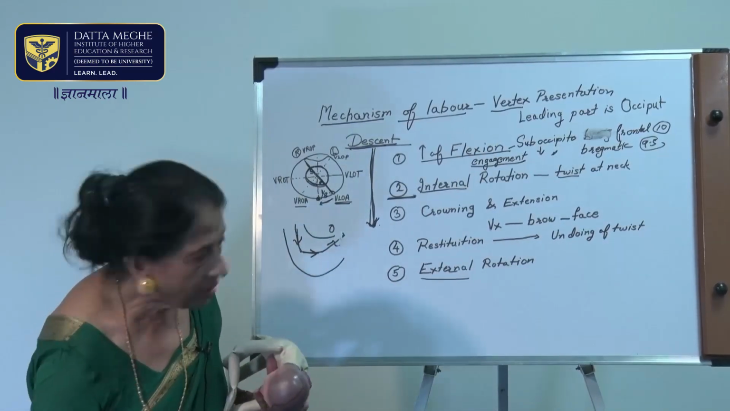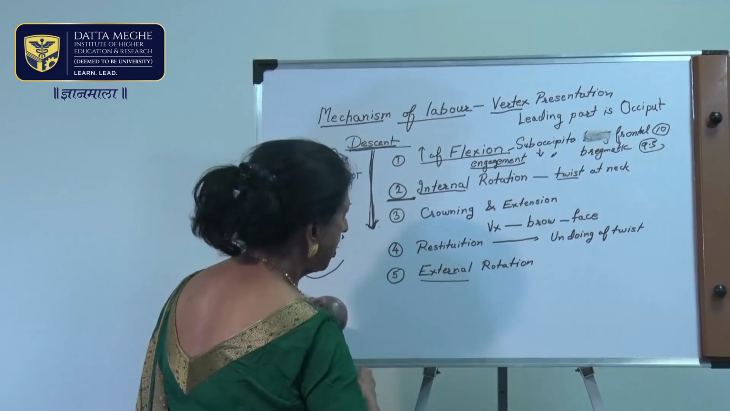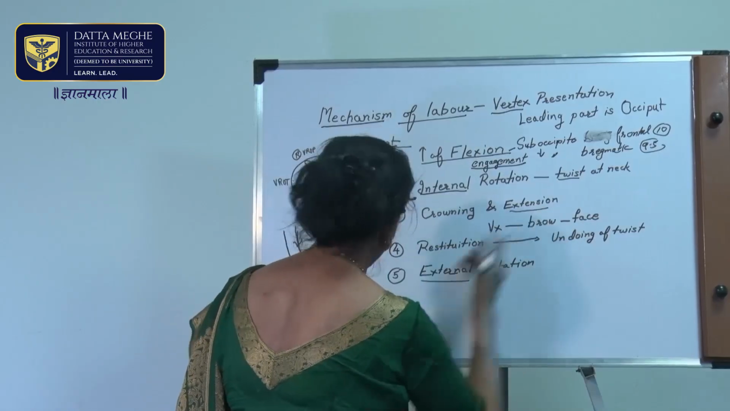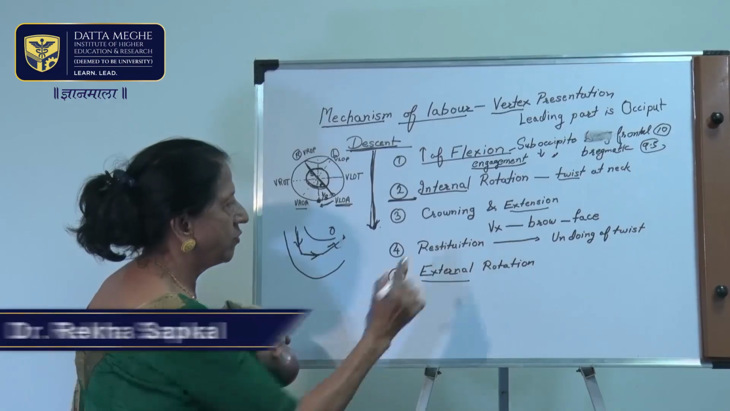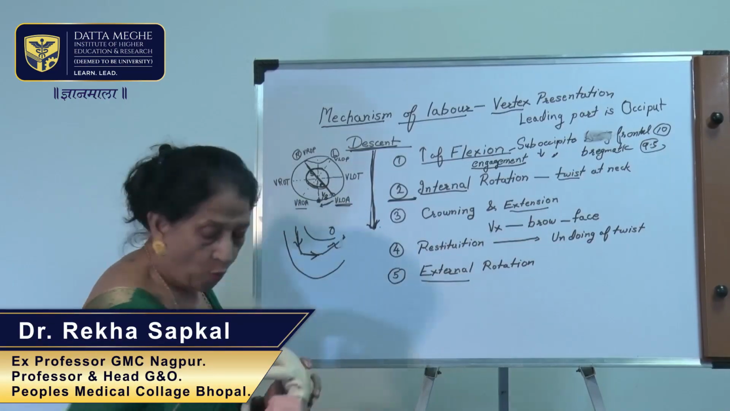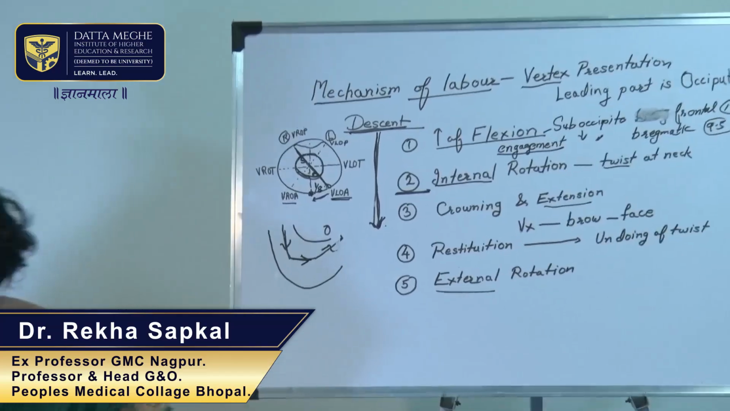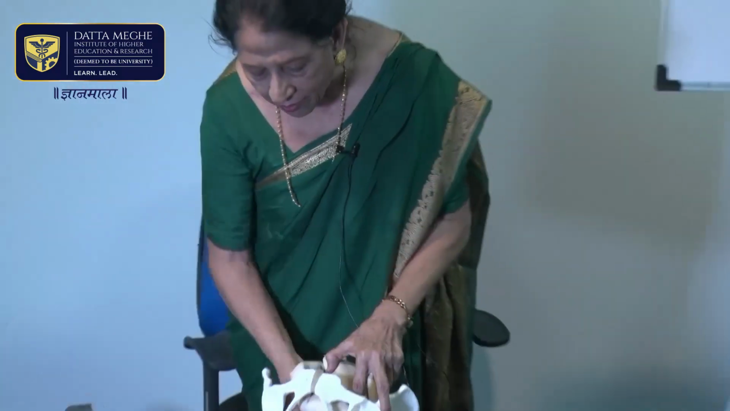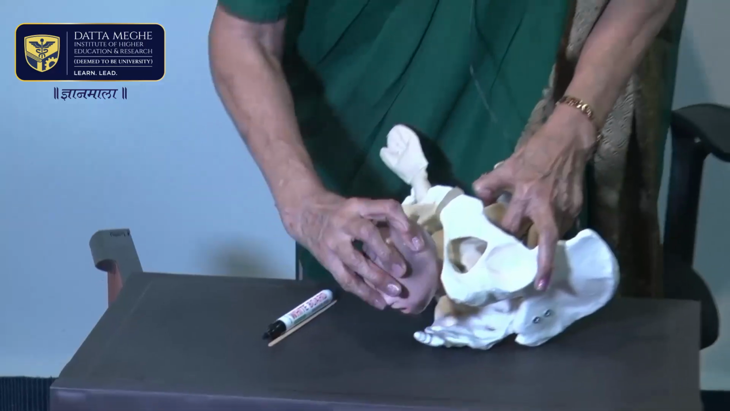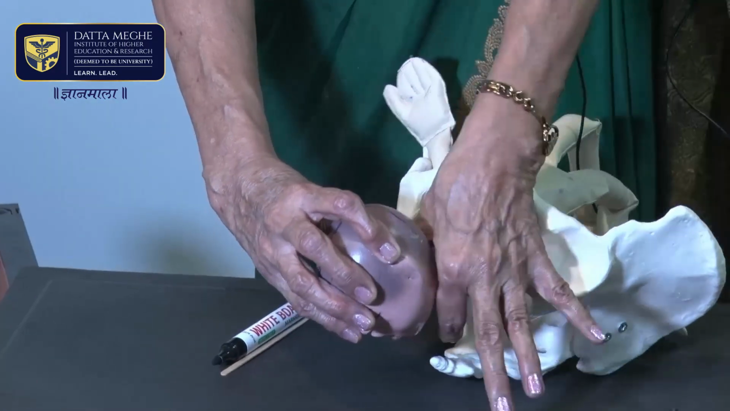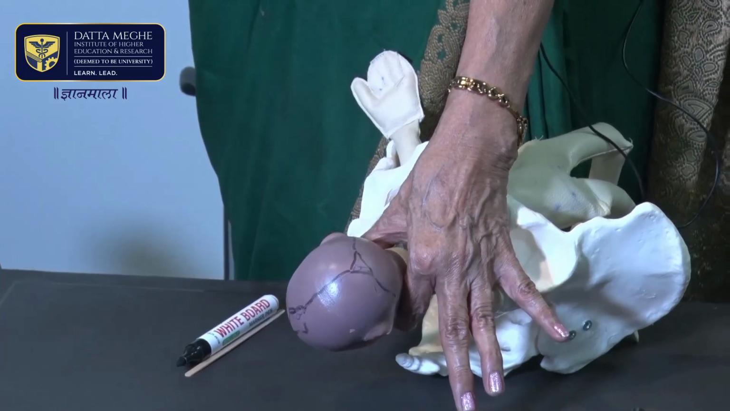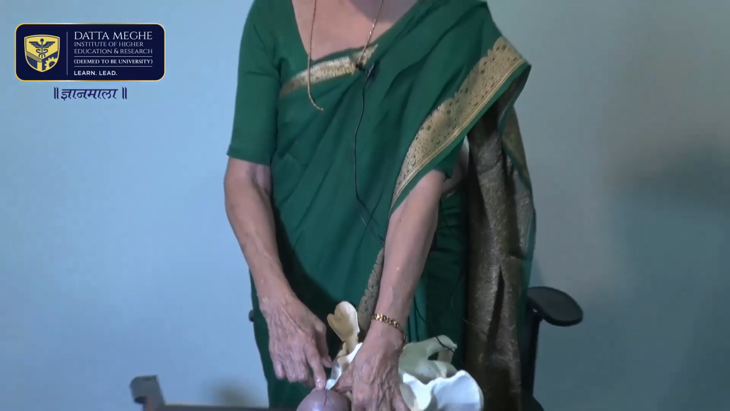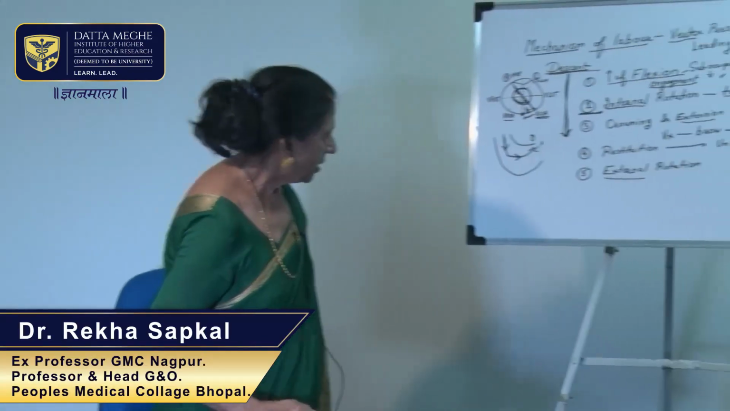So, the head is borne out by the movement of extension. This is flexion, and the head gets borne out by the movement of extension: vertex, brow, face. Once the head is outside the introitus, the moment it is out, there is undoing of the twist. That movement of the head is known as restitution. Okay? So, here there is restitution.